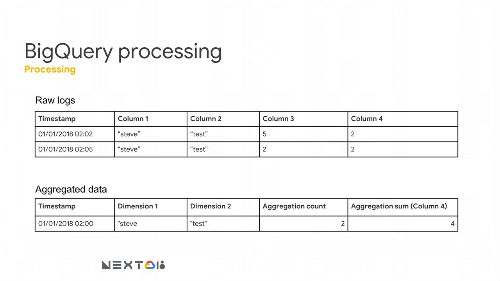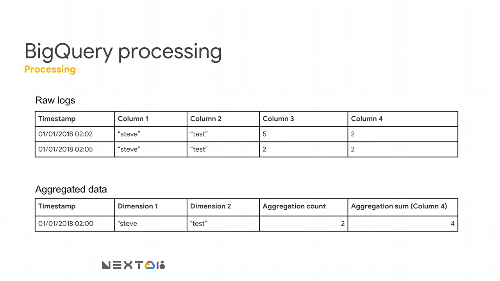Here's an example of how this works. As I mentioned before, these processing jobs first will normalize our raw logs. So we have a couple of raw logs. In this case, we have a timestamp and then 4 columns. The timestamp obviously is a column as well. It's special in the sense that we partition on timestamps, and the other columns we will transform for aggregation purposes.